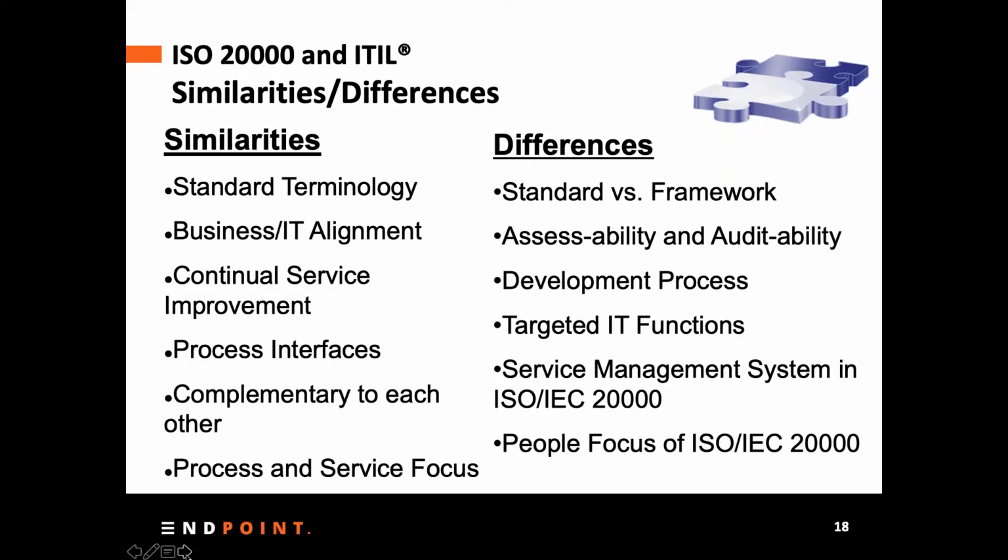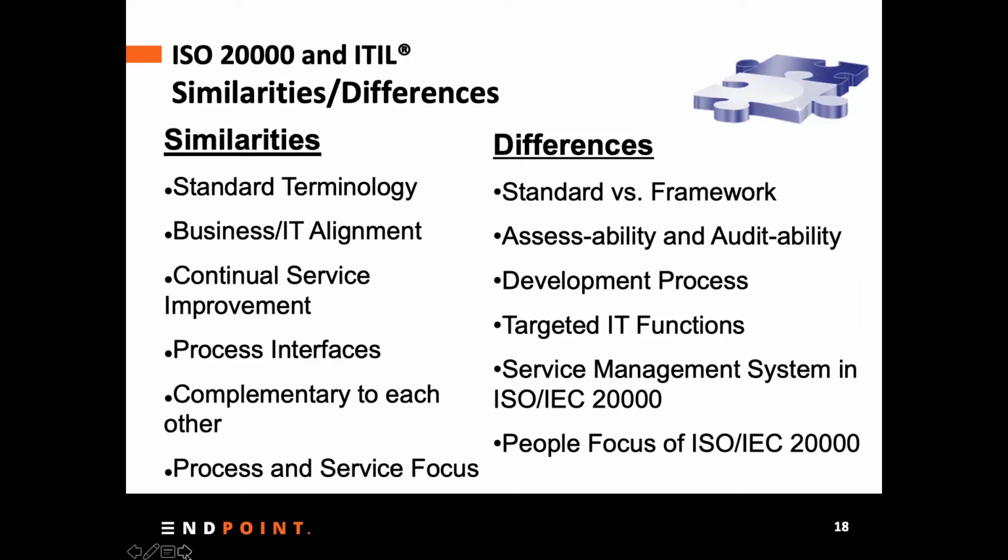Make sure that if somebody walks in and opens up that binder or goes to that SharePoint site and looks at a set of documents and processes or a set of measurements and metrics, it's current, it's kept up to date, and it's relevant to the current business. One of the other differences is that there are targeted IT functions in ITIL. ISO is not so concerned about that. And then there's the service management system, as I spoke to, and of course the people focus of ISO 20000.